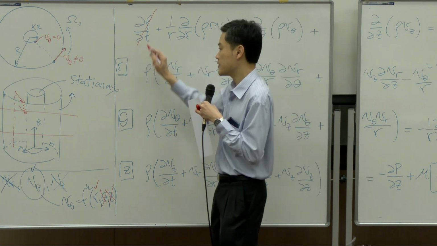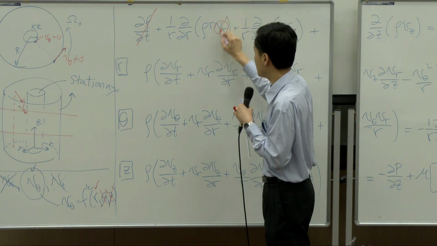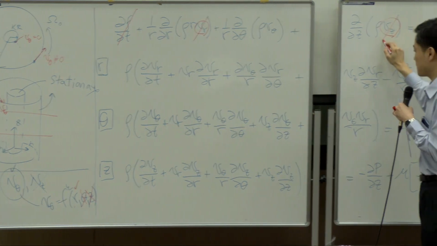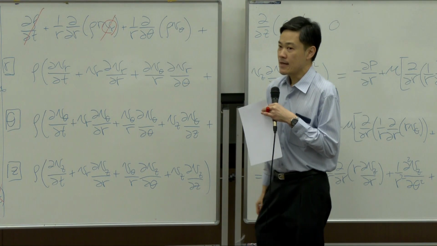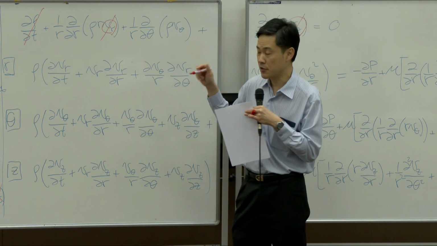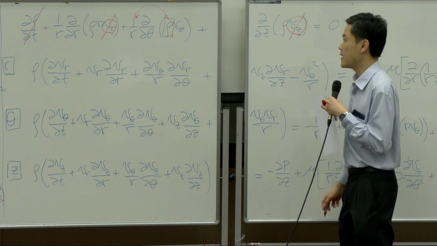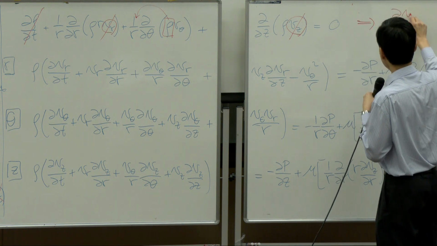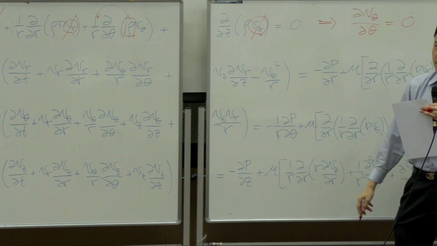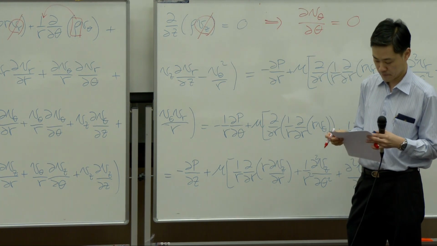For instance, the steady state term will be 0. VR is 0 here. V theta is not 0. It must be kept. Vz is 0. Okay? Under assumption of incompressible fluid, density is not a function of position. So you can take this density out from the derivative. Then what you will get is basically dV theta by d theta equal to 0. In other words, V theta is not a function of theta itself.